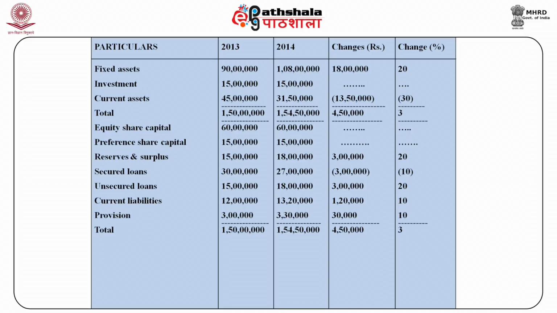Then we have provisions. They have also gone up from 3 lakh in 2013 to 3 lakh 30,000 in the year 2014, showing an increase of 30,000 with a percentage of 10% of the total. That means the liabilities are total of 2013 for 1 crore 50 lakh, and for 2014 they are 1 crore 54 lakh 50,000, showing an increase of 4 lakh 50,000, that is by 3% of the total.